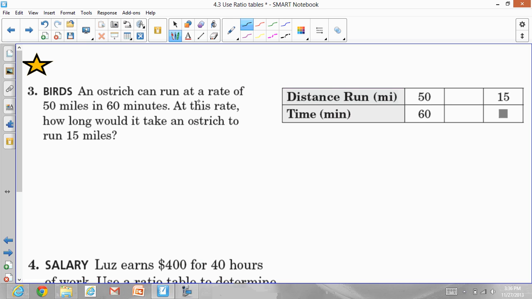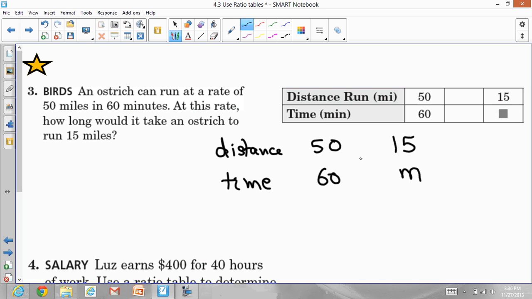An ostrich can run at a rate of 50 miles in 60 minutes. At this rate, how long would it take an ostrich to run 15 miles? So you are given a table on the right, the distance run and the time. So I'm going to write the distance is 50 and the time is 60, just taking the information from the table, and for 15 this one is blank, which means that'll be my m to find. So in this point my m is here, so they basically want me to find the time taken to travel 15 miles.